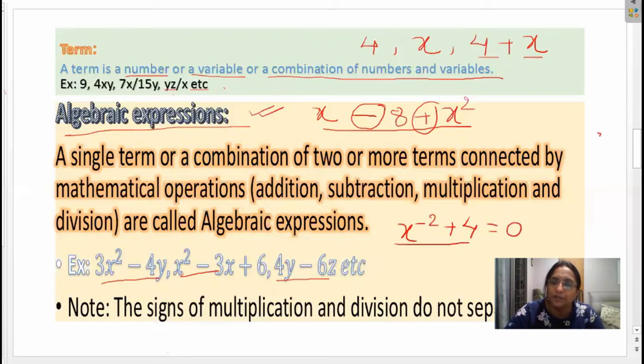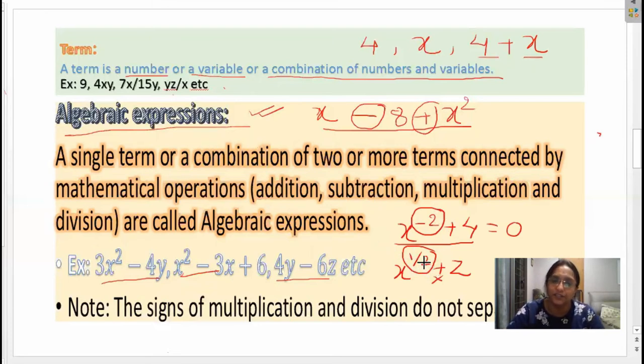This is not an algebraic expression. It should not be negative; it should always be positive. Suppose I write x raised to 1 by 2 plus z. This is also not an algebraic expression because a fraction should not be there. The condition is that this exponent should always be positive. Otherwise, it is not an algebraic expression.